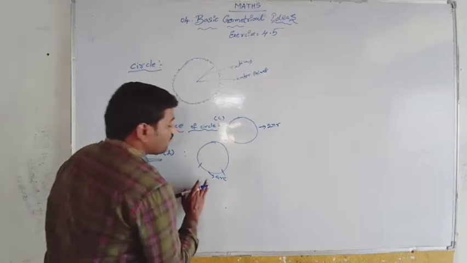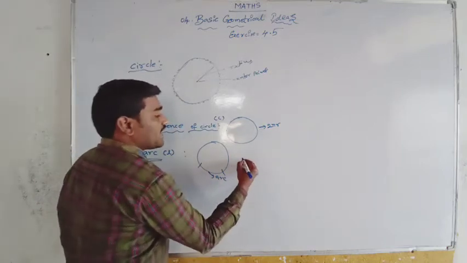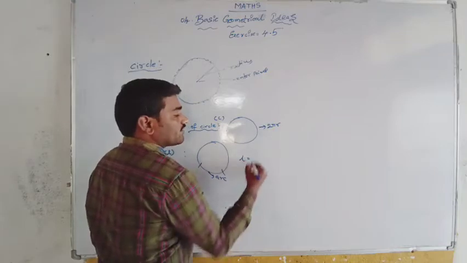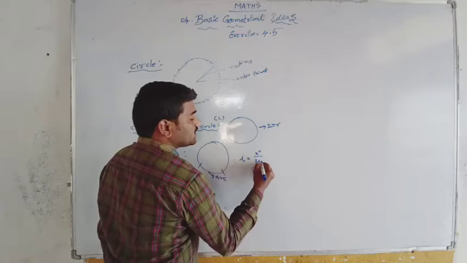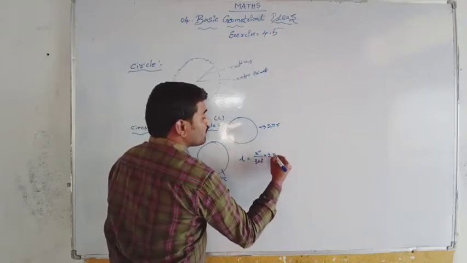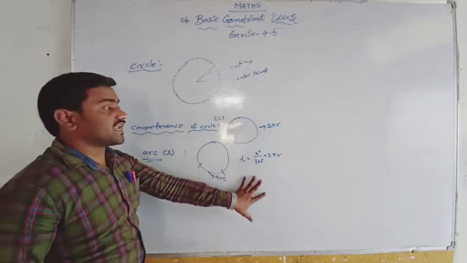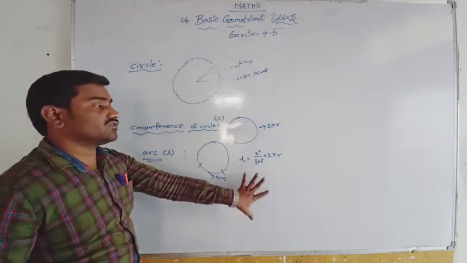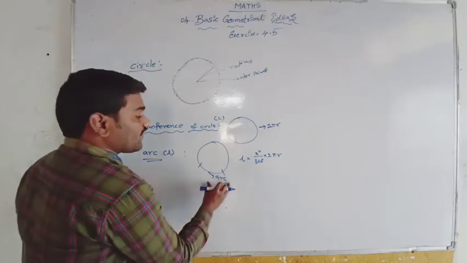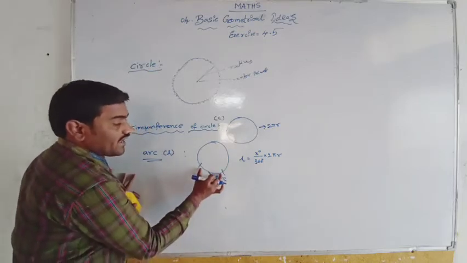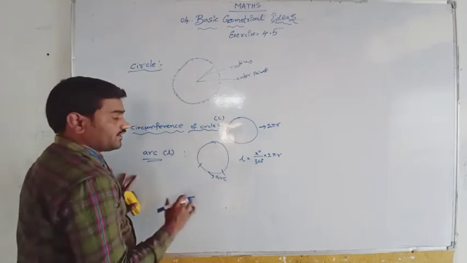Here, to find the length of an arc, the formula is l equals x degrees by 360 degrees into 2 pi r. These formulas are not useful for the 6th class, but they are useful in 8th, 9th and 10th classes. This is the formula to find the length of an arc, where 2 radii are given like this.